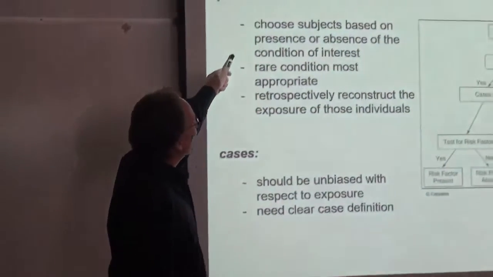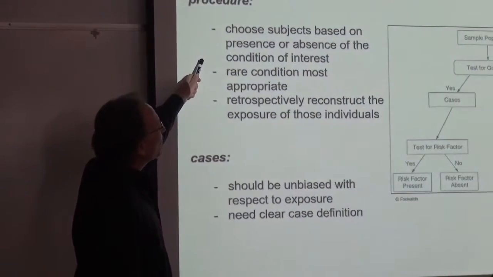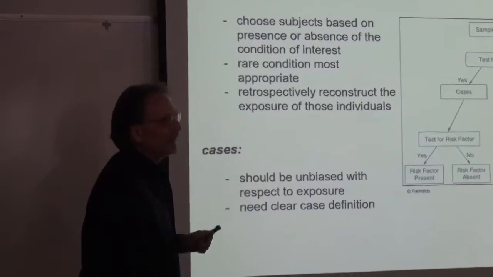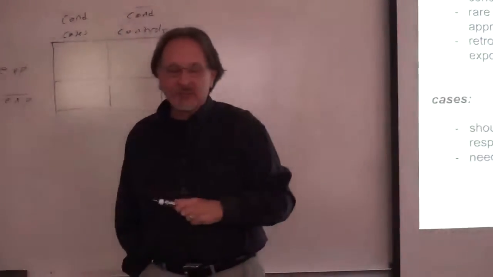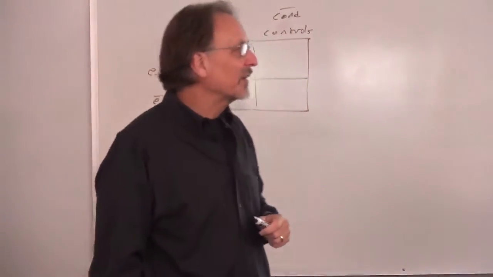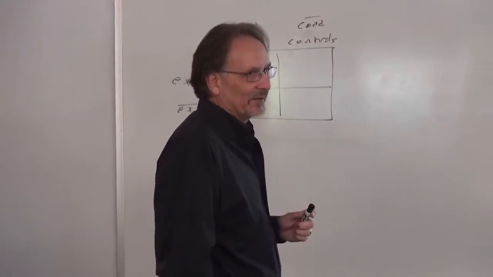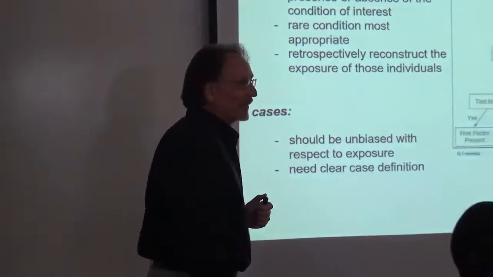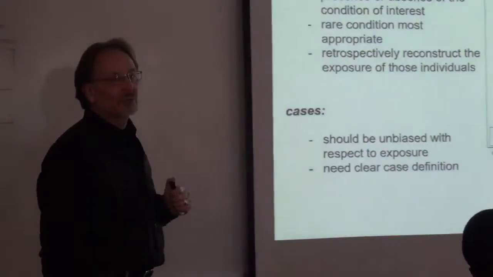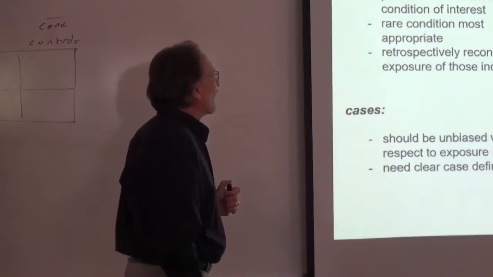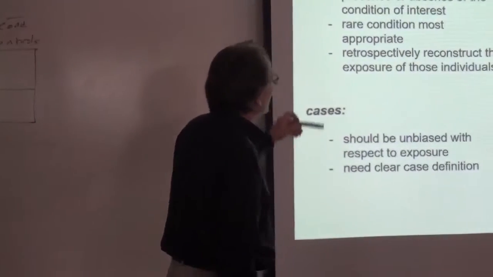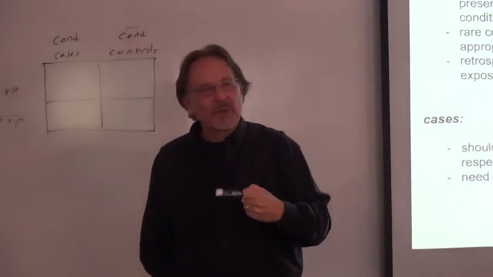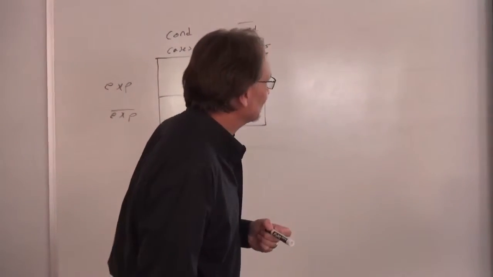So we choose the subjects based on whether they do or do not have the condition of interest. And this is really appropriate if we have rare conditions. Because if a condition is rare and you try to do a cohort study, you could end up waiting a very, very long time for it to develop. So sometimes the nature of the condition or the latency of the condition will force you into a case control type of study format. And then retrospectively here, that's the retrospective part, we reconstruct whether or not they were exposed to the risk factor or not.